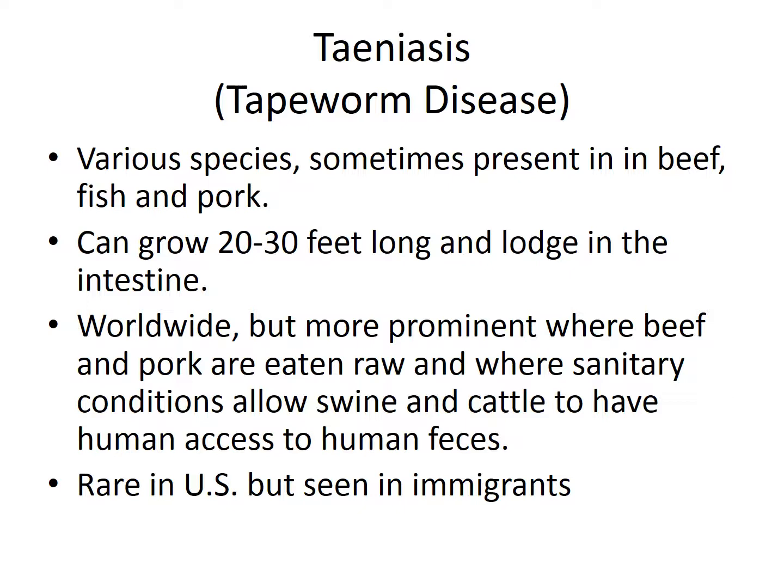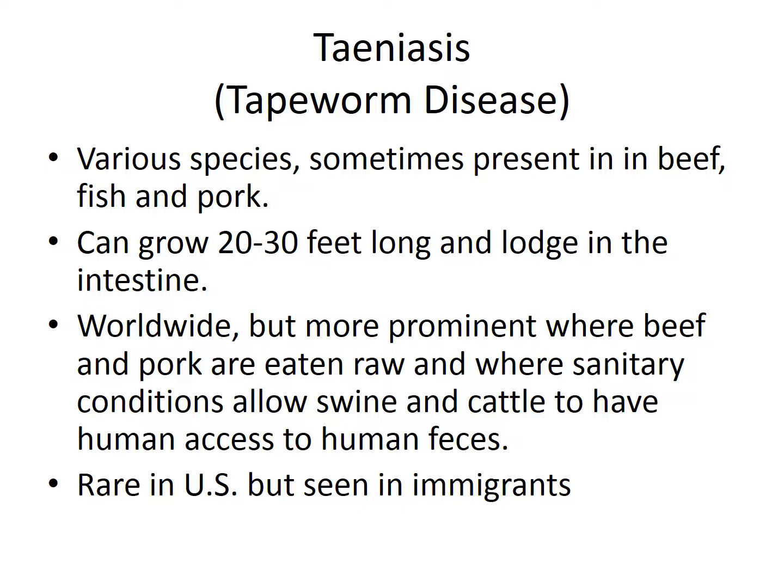Tapeworm. There are various species of tapeworm, sometimes present in beef, fish, and pork. This is where eating undercooked food, once again, is just not a good idea, especially with fish. And that's been the biggest issue with sushi: if the fish happens to be contaminated with tapeworm, then the individual eating that sushi is going to get tapeworm. And these things can grow 20 to 30 feet long and lodge themselves in the intestine. I mean, the thought of that is horrific to me.